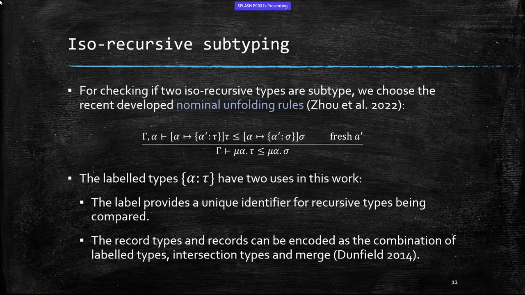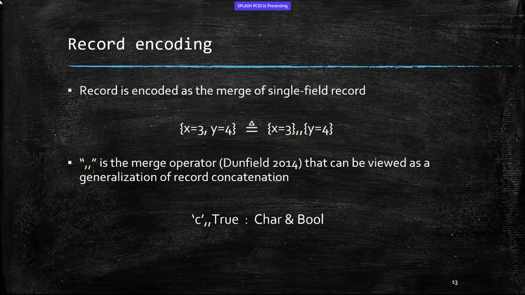The label type has two uses in this work. Firstly, the label provides a unique identifier for recursive types being compared. Secondly, record types and records can be encoded as the combination of label types, intersection types, and merge. Here is an example showing how to combine single field records. Note that the merge operator can be viewed as a generalization of record concatenation, so it can combine any two items like C and true.